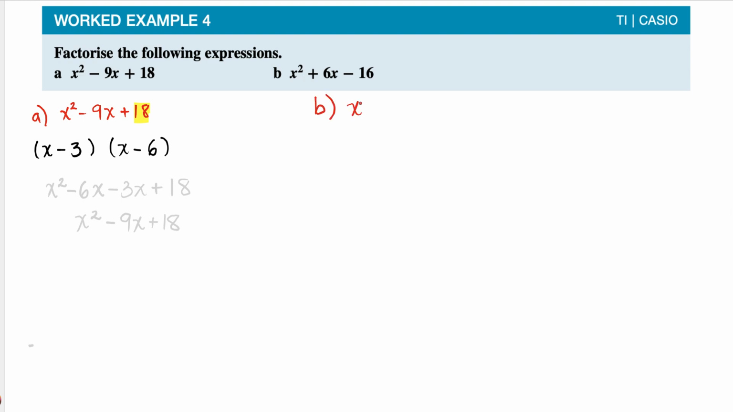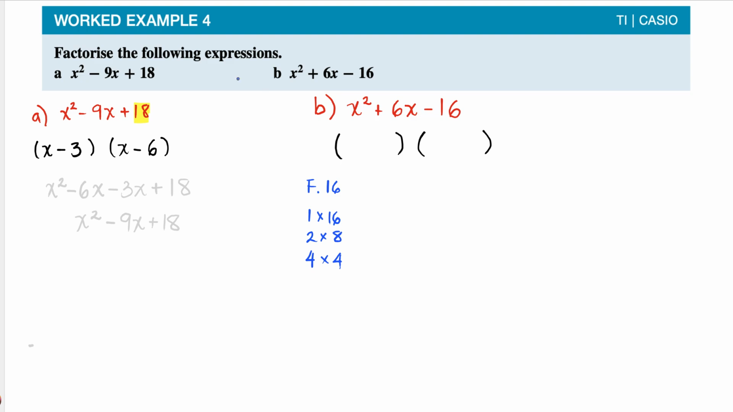So here I have x squared plus 6x, take away 16. Okay, I'm going to open my two brackets. And then I'm going to focus on what are the factors of 16. So I can do 1 times 16, I can do 2 times 8. It's not divisible by 3, then 4 times 4, and that's it. And then I go upwards.